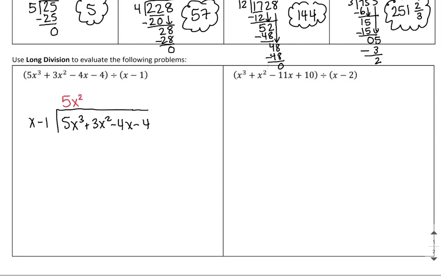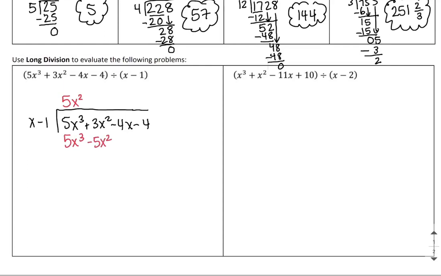Then I want to multiply x minus 1 times 5x squared. I need to distribute that 5x squared to both the x and the minus 1 when I multiply. So when I multiply x times 5x squared, I get 5x cubed, which is what I wanted because I want to be able to get rid of that 5x cubed. And then I multiply negative 1 times 5x squared, which gives me negative 5x squared.